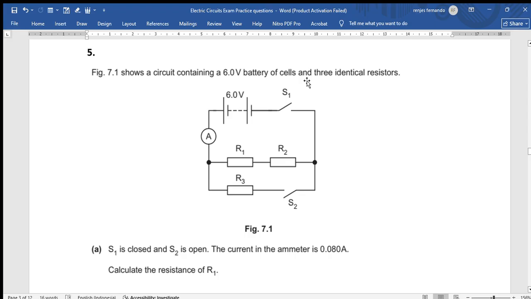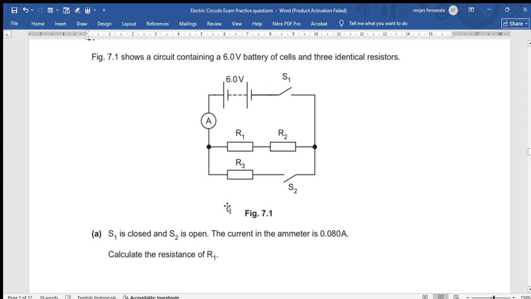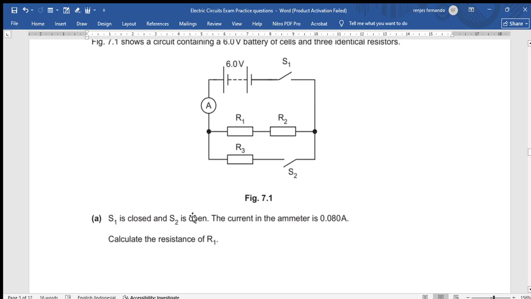The next one, figure 7.1 shows a circuit containing 6 volt battery of cells and 3 identical resistors. S1 is closed and S2 is open. The current in the emitter is 0.08 ampere. Calculate the resistance of R1. Now there is no current flowing here because this is open. The current flows from R to R1, R2, and then back again because this one is closed.